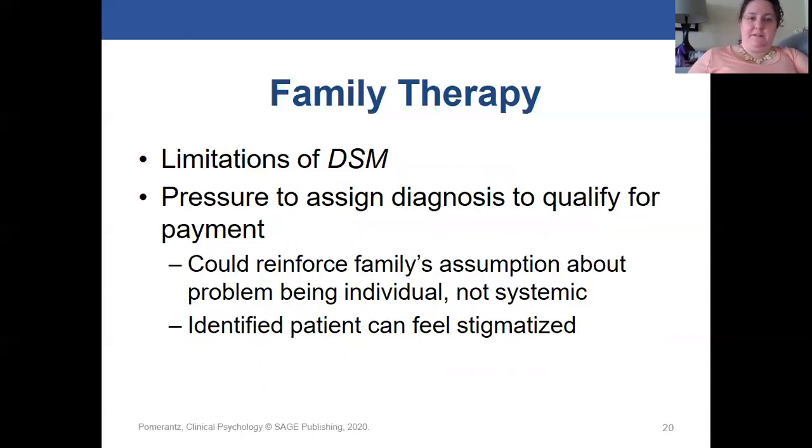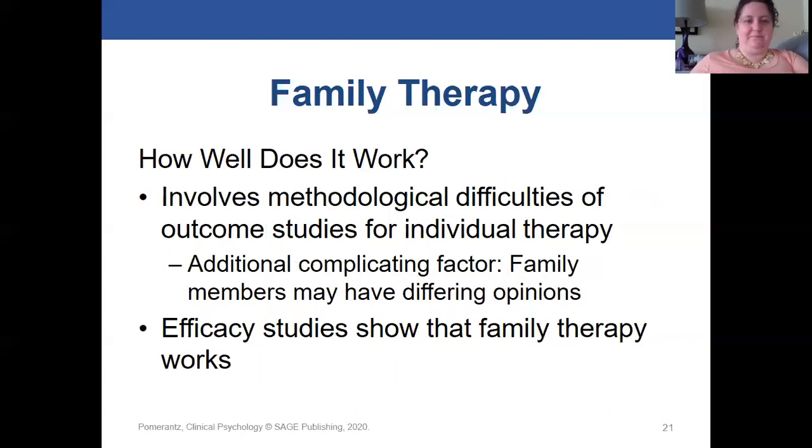Now, there are some limitations here. Obviously, the DSM is only going to diagnose the identified patient, right? There's not a DSM diagnosis for family conflict. So, again, as we've talked about throughout the semester, to get reimbursed for insurance, you've got to label someone with a diagnosis. But just doing that could reinforce the idea that this isn't a systems problem, it's this person that has the problem. And it can also lead to the same stigma that we've talked about throughout the semester for anyone who receives a diagnosis.